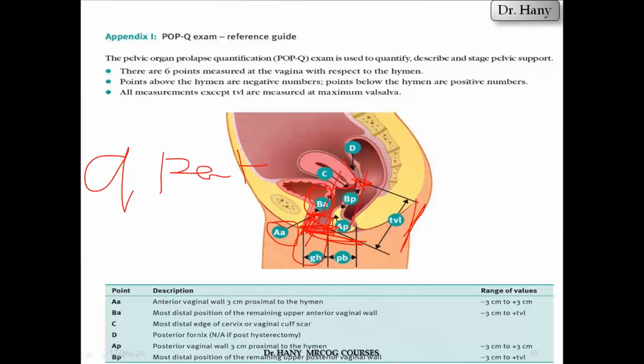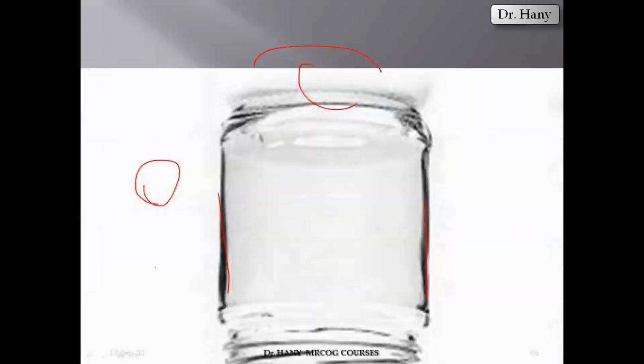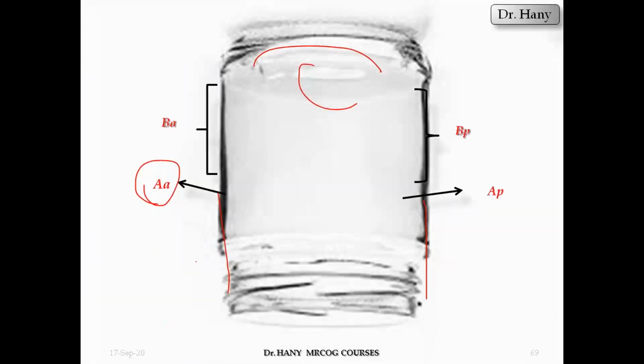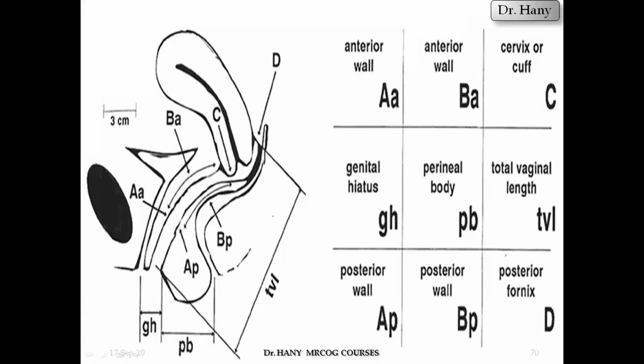On another way, he can give you figures. The figures will be point A anteriorly. What's the normal position? 3 centimeters from the hymen, so minus 3. Point B anteriorly is more than minus 3, so minus 4, 5, or 6. Cuff or the cervix at minus 7 or minus 8. This is a normal position.